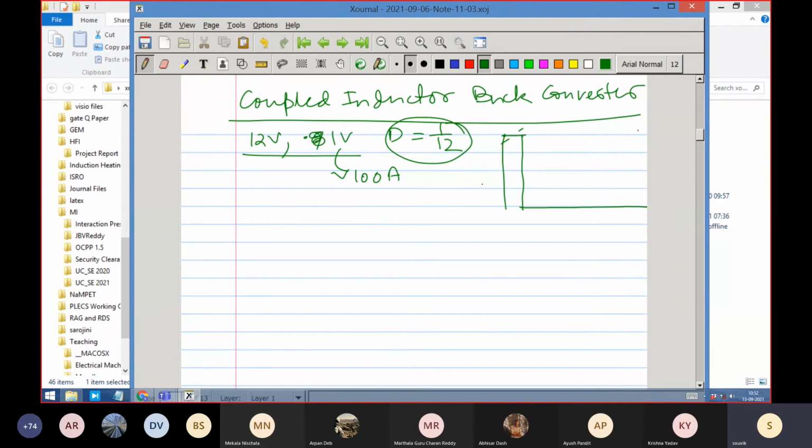But the switch Q will see this kind of thing because it is on for DTs and D is 1/12, and this current level is 100 ampere because inductor current is equal to load current. Therefore, only when the switch is on, it is getting a very big spiky current. That means the switch is not properly utilized. Most of the time the switch is off, most of the time the diode is conducting. That is not a good thing.